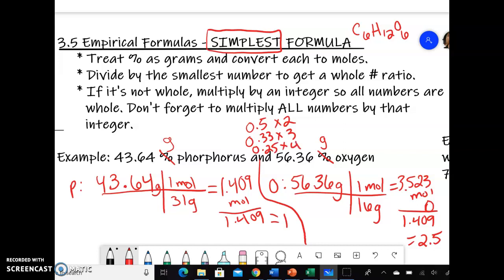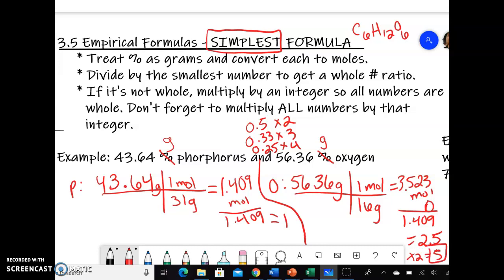It's just a fraction. So 0.5 is a half, 0.33 is a third, and 0.25 is a fourth. You probably won't see anything besides those, but if you did, just use trial and error. So if 2, 3, and 4 don't work, try 5 and then try 6. And eventually you'll be able to find a number that you can multiply everything by to make it whole. So in this case, 2 works, so we're going to multiply that 2.5 by 2 to get 5 for oxygen.